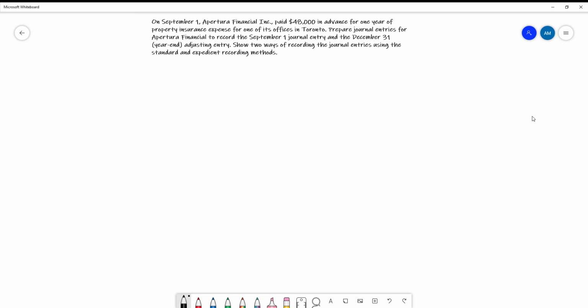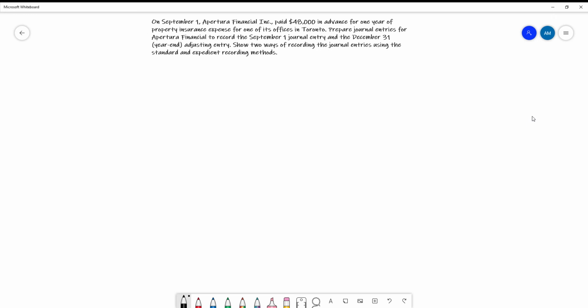Okay, so we will prepare two sets of journal entries. In each set we have an entry for the September 1st transaction and a closing entry for the December 31st transaction. Under the first approach, we will treat the September 1st expenditure as an asset, and under the second one we'll treat the September 1st expenditure as an expense.